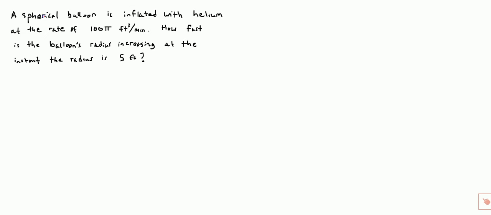Okay, so let's go through the problem and highlight what's important. It's a spherical balloon, so we're dealing with a sphere. It's inflated with helium at the rate of 100 pi feet cubed per minute. When you see the word rate, you want to think time. Rate is related with time.